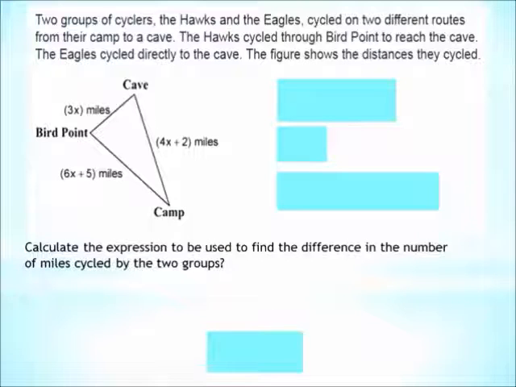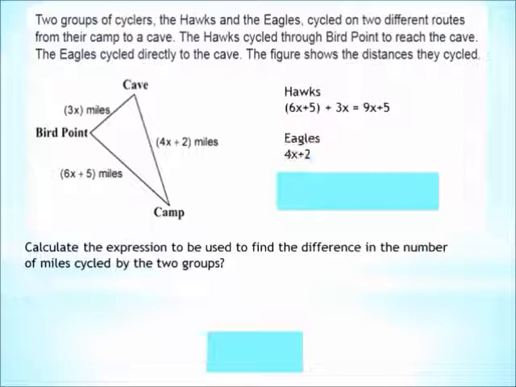Now let's take a look at a different problem. Two groups of cyclists, the Hawks and the Eagles, cycled on two different routes from their camp to the cave. The Hawks cycled through Bird Point to reach the cave. The Eagles cycled directly to the cave. The figure shows the distances cycled. So let's see. The Hawks went from 6.5 miles to Bird Point, plus another 3x miles, all the way to the cave for a total of 9x plus 5. Then the Eagles went directly for 4x plus 2.